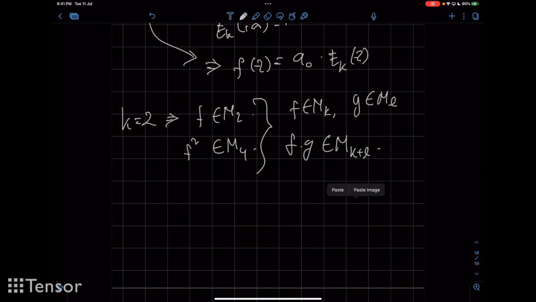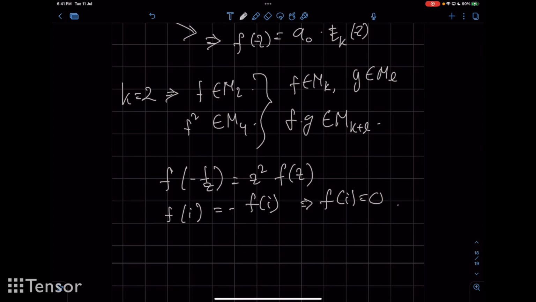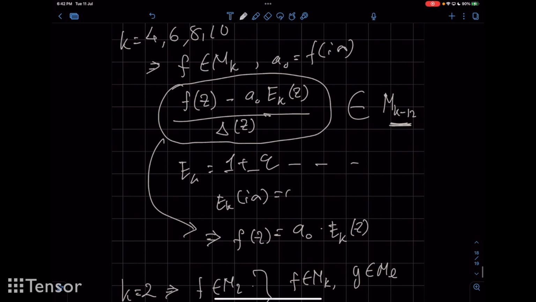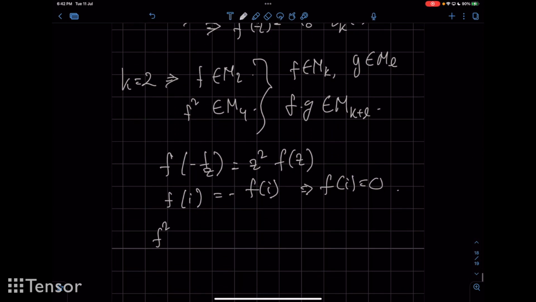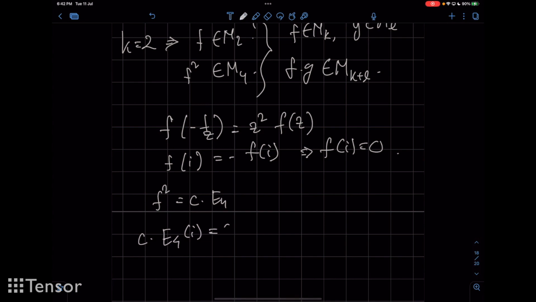Using the modularity conditions, you get that f of negative 1 over z is equal to z squared f of z. If we plug in z equals i, what do we get? f of negative 1 over i, which is i, is minus 1 times f of i. So f of i should be 0. But then, also since f squared is a modular form of weight 4, and we know that the modular forms of weight 4 are nothing but a constant multiple of E4, right? So f squared is just c times E4. So therefore, c times E4 of i is 0.